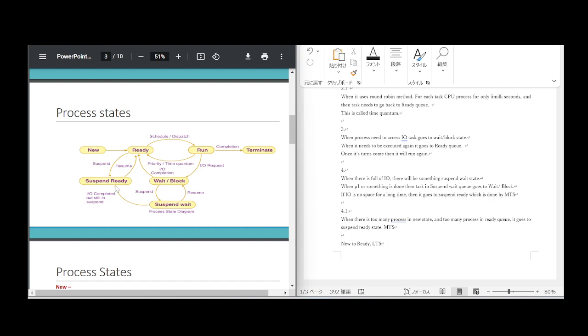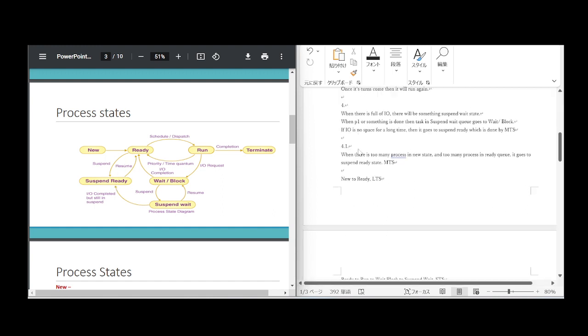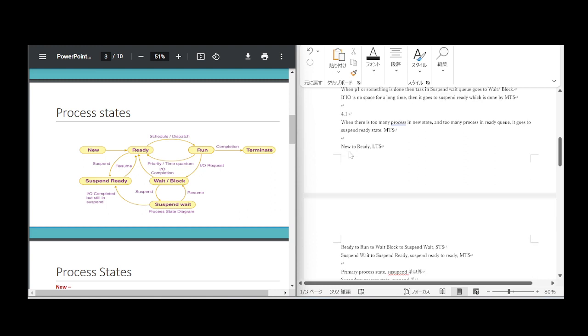Once it comes to suspend ready, it doesn't go back this way, but it actually goes back to the ready state once it gets space. And this is done by the MTS. This process is done by the LTS, this process is done by the STS, and this one is done by the MTS. So this is the scheduler process.